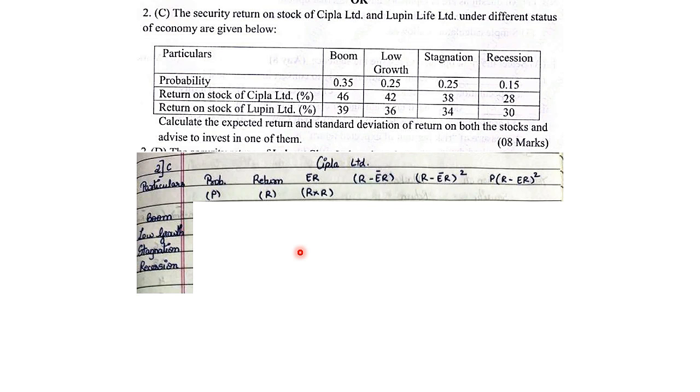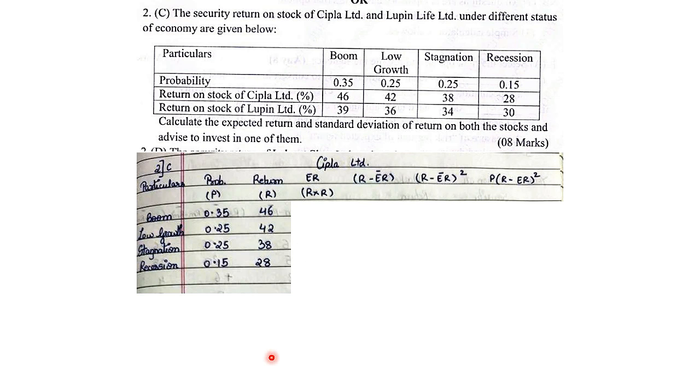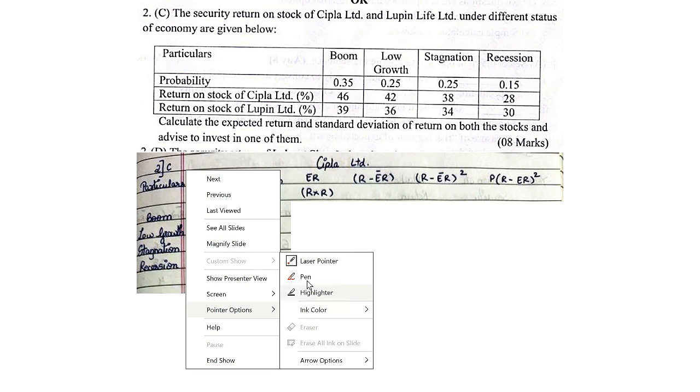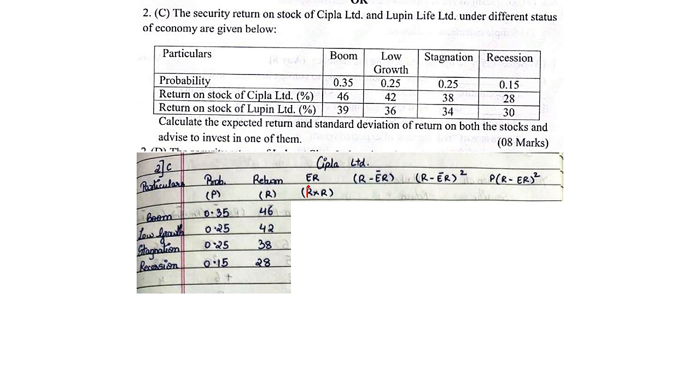Under particulars, we'll note down boom, low growth, stagnation and recession. Under probability, we have 0.35, 0.25, 0.25, 0.15. Under returns, 46, 42, 38 and 28. The next column will be P into R. It's not R into R, okay? It is P into R, that is probability into the return. So we just multiply P into R.